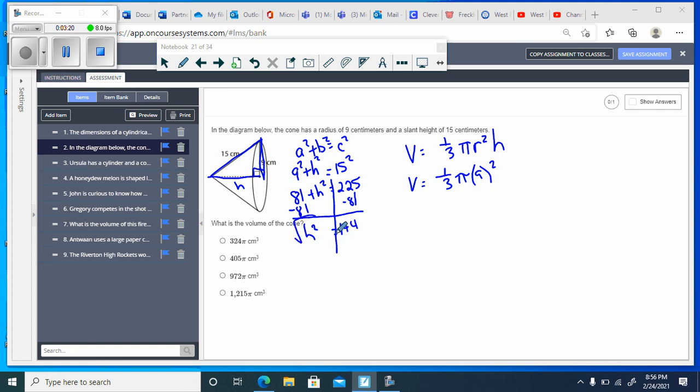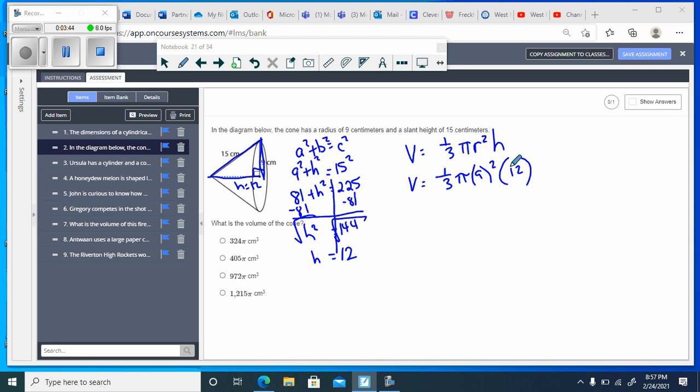I will take the square root of that because I don't want h squared, I just want h. In my calculator, I would put in second function, square root, 144 equal, and I would get 12. So the height is actually 12, which makes sense. The hypotenuse is the longest side. Height is smaller than that. Okay, so we substitute 12 in place of height.